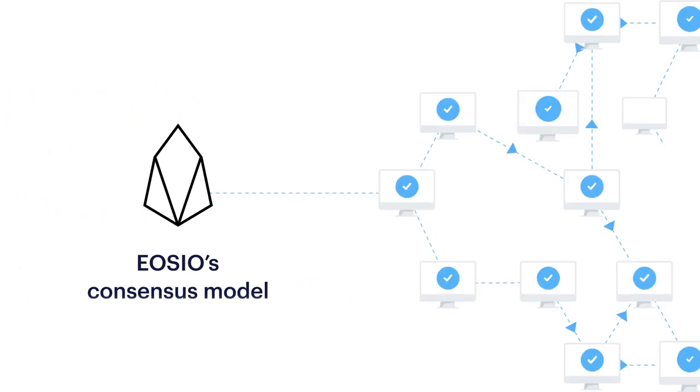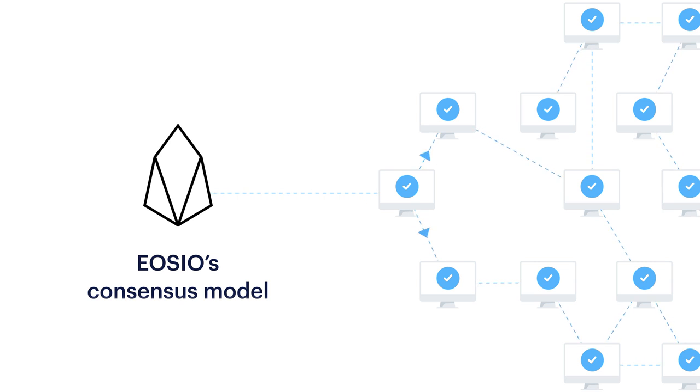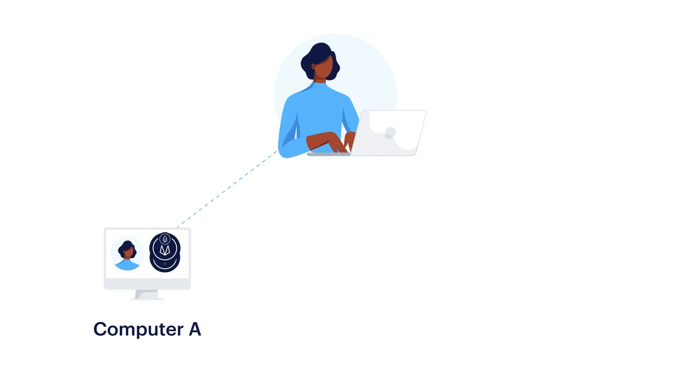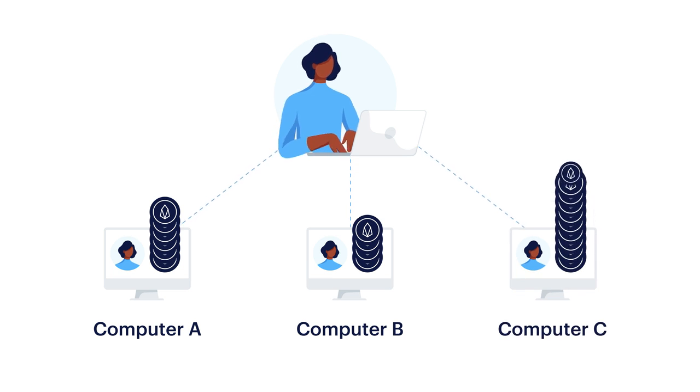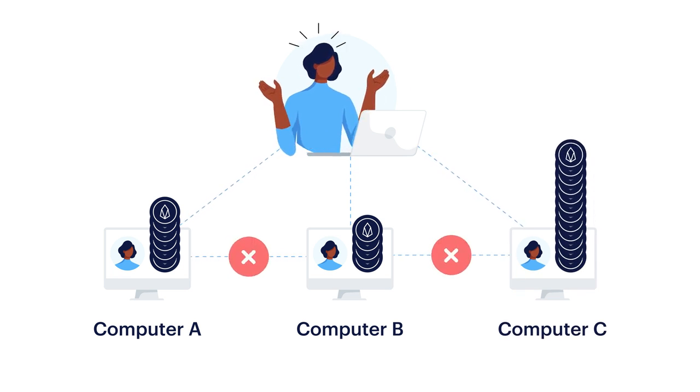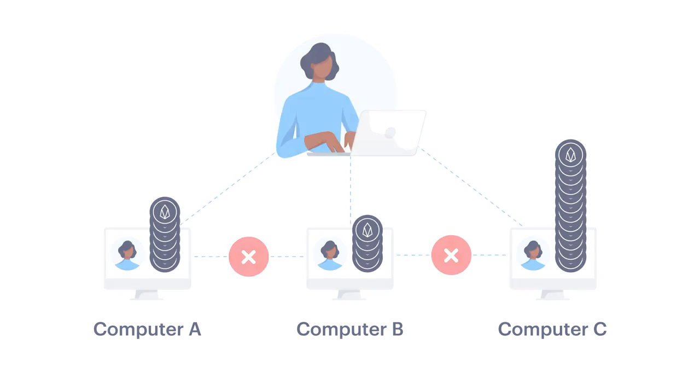In the world of blockchain, consensus is how all the computers that run the network reach agreement. If computer A thinks that Sally has 6 tokens, computer B thinks that Sally has 4 tokens, and computer C thinks that Sally has 12 tokens, then they don't have consensus. This makes it impossible for the network to function because no one agrees about who owns what. So consensus is very important.